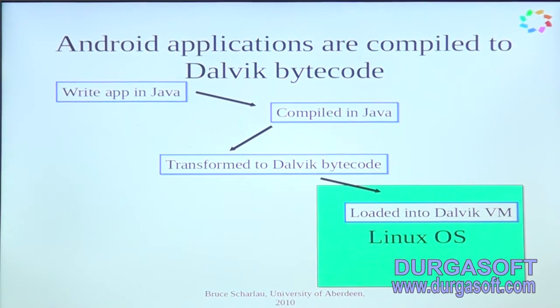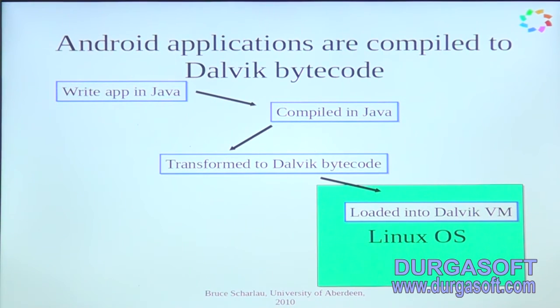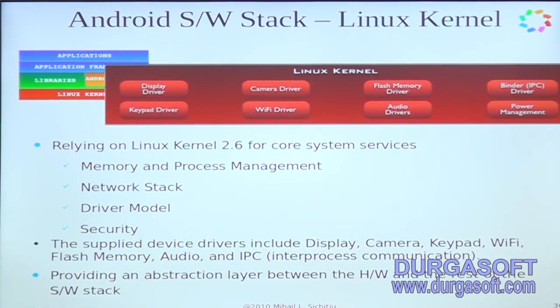Generally, Android applications are compiled to Dalvik bytecode in this way: you write an app in Java, compile it in Java, then transform it to Dalvik bytecode and load it into the Dalvik virtual machine on the Linux OS. And continuing with the Android software stack, let's talk about the Linux kernel, which is the last part of the Android software stack, and which is the last layer.